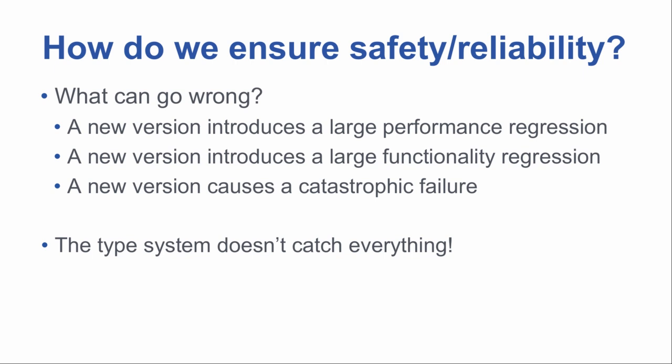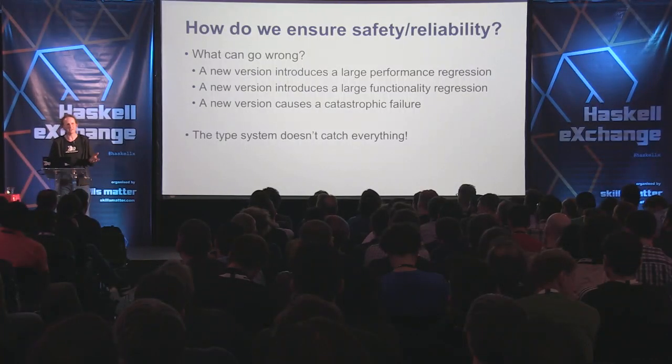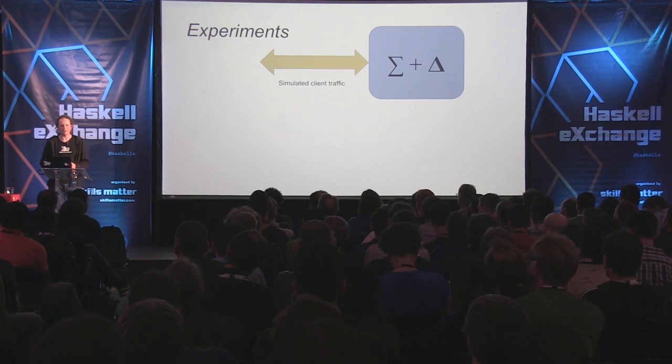Or maybe the new version that you committed causes some kind of catastrophic failure because it exercises a bug that wasn't being exercised before and causes the server to crash. So you'd like to know about these things before they cause too much damage. So one thing that we found really useful is a system called experiments.